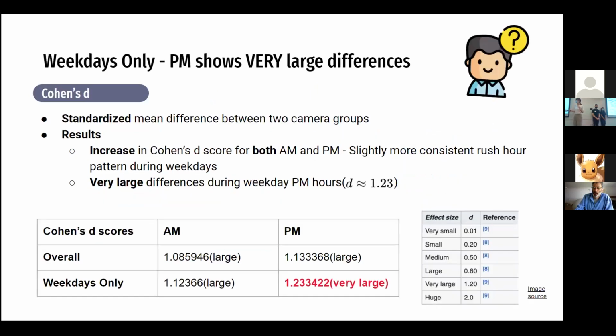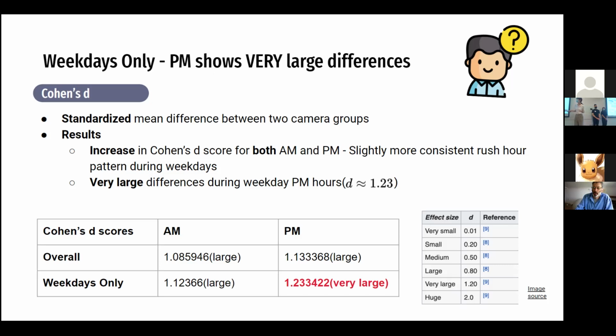Another feature we developed is a weekdays only toggle. People may wonder if there would be a more consistent rush hour pattern during the weekdays, so if there's any increase in the difference between cameras during weekdays. And here, since we're only filtering on the weekdays only data, we have a smaller sample size.